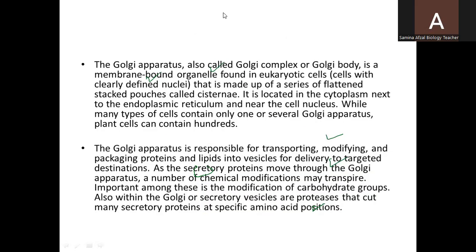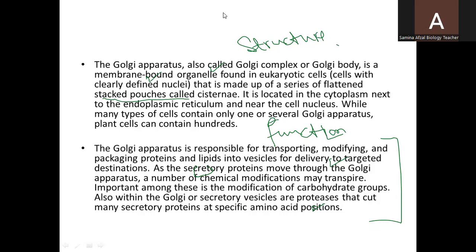So I was discussing this part. The Golgi apparatus was just stacked pouched cisternae. The Golgi apparatus is responsible for transporting. So this is the function, and that was its structure.